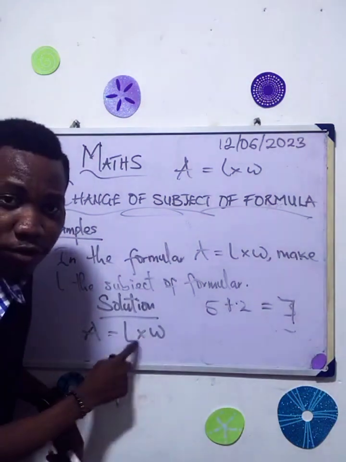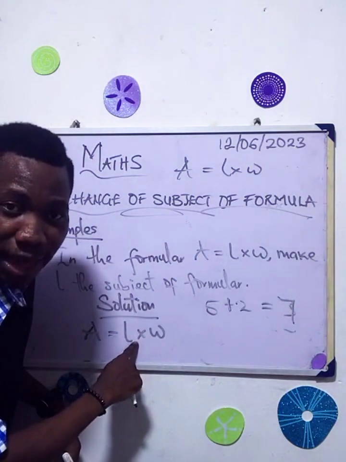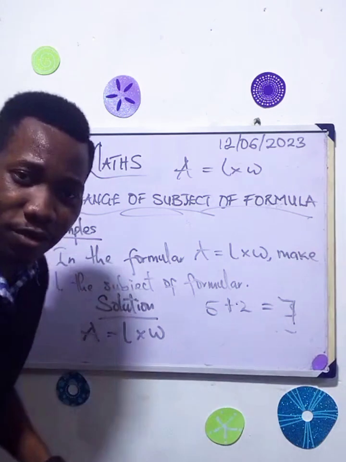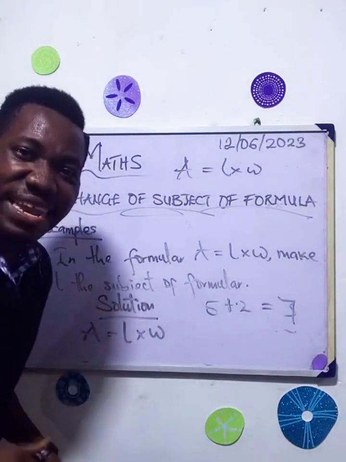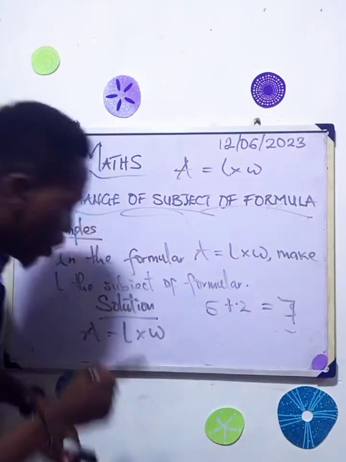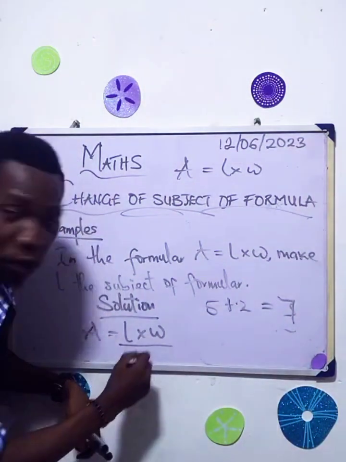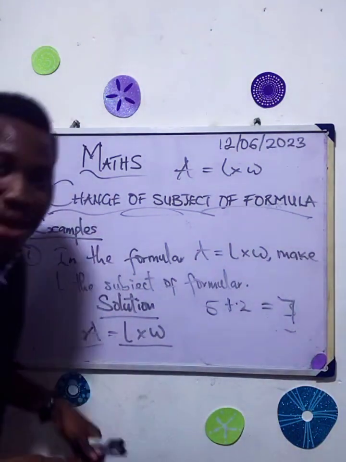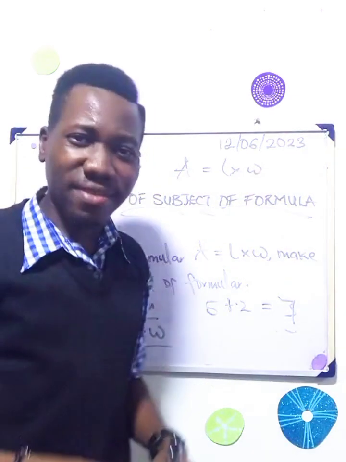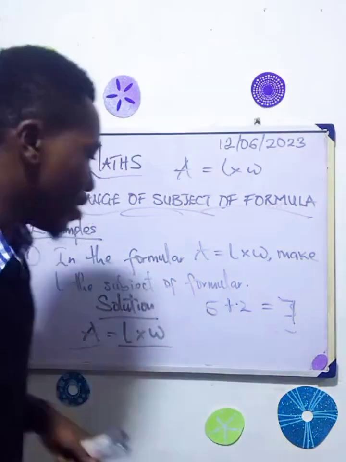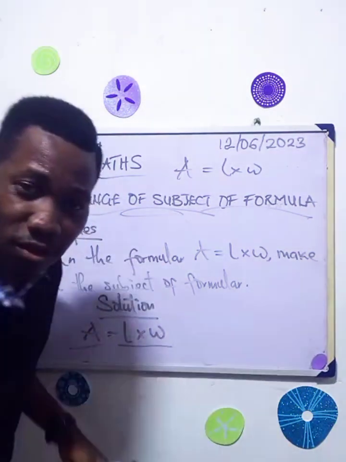Now you look at the operation you are having. What we are having here is times. And what is the reverse operation of times, of multiplication? It is division. So what we do is to divide both sides. Remember, I said also using a scale for purpose of understanding. I showed us a scale.